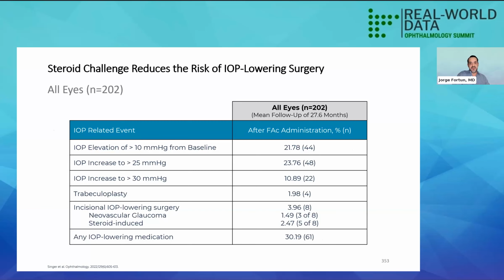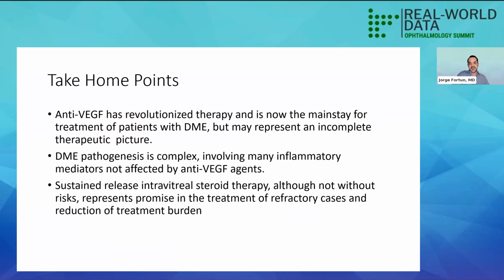You can see here again that mean IOP remained stable, and of note, a steroid challenge led to a significant decrease in IOP-related events, with only about 30% of patients requiring any IOP-lowering surgery, and only 2.5% of patients requiring IOP surgery due to steroid-induced glaucoma.